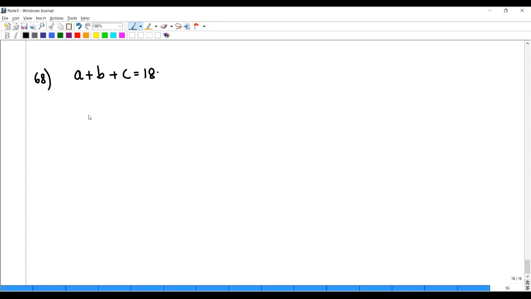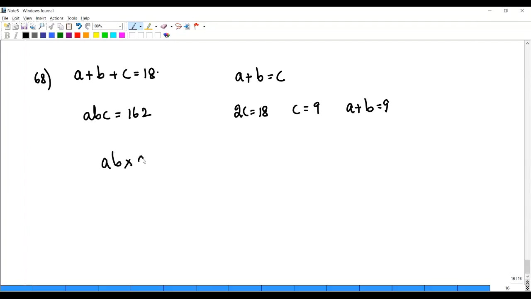And their product A, B, C is equal to 162. The sum of two numbers is equal to the third number, which is nothing but A plus B is equal to C. I would say 2C is equal to 18, which means C must be equal to 9 and A plus B must be equal to 9. So I would say AB into 9 is equal to 162. So AB must be 18. So I would say AB is equal to 18, A plus B is equal to 9.